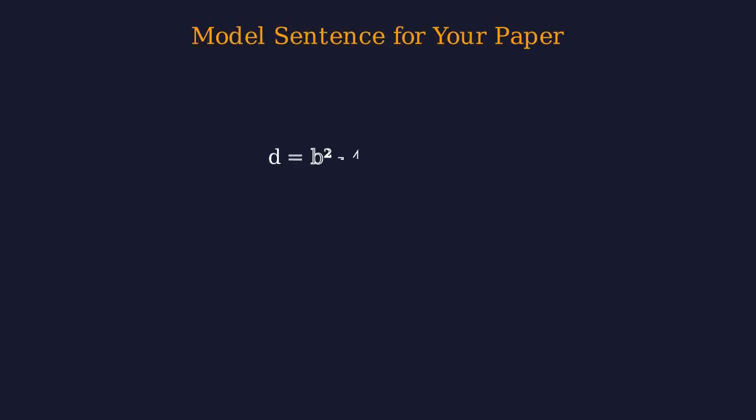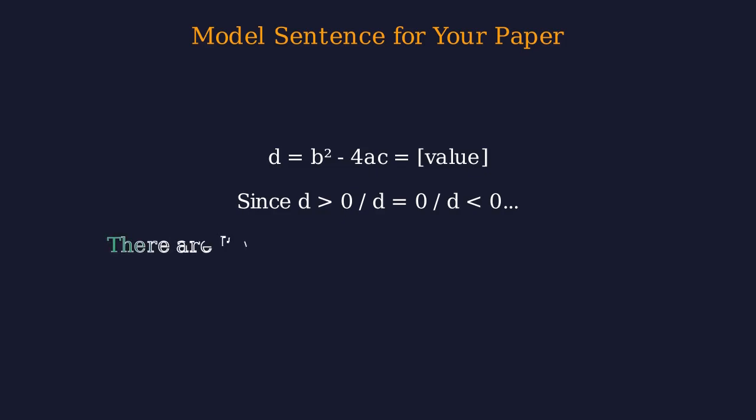A short model sentence to copy onto the paper. D equals b squared minus 4ac. Since D is greater than 0, or equals 0, or is less than 0, there are two distinct real roots, or one double root, or no real roots. Therefore, use factorizing, quadratic formula or sketch as appropriate.